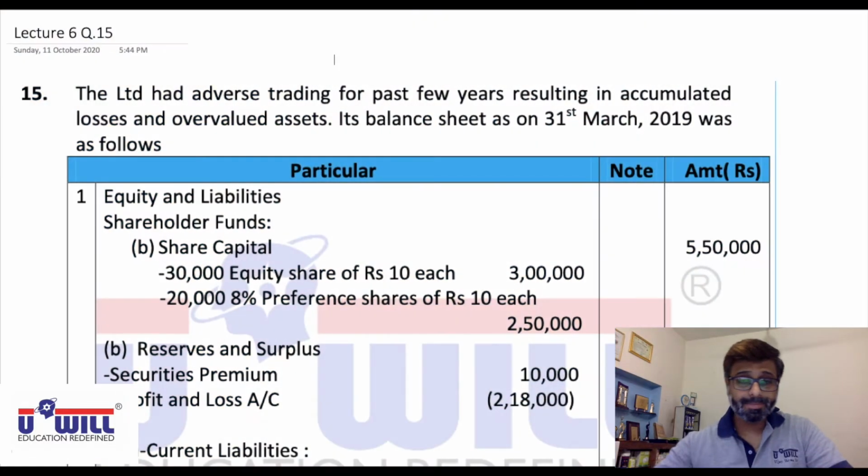Hello everyone. So now we are on to lecture 6, question number 15 of internal reconstruction. Before we go through this lecture, have a quick revision of all the entries we had done in alteration of share capital as well as reduction of share capital, so that when we are doing the things, you are able to exactly follow. I'll read the question and we'll directly solve it.